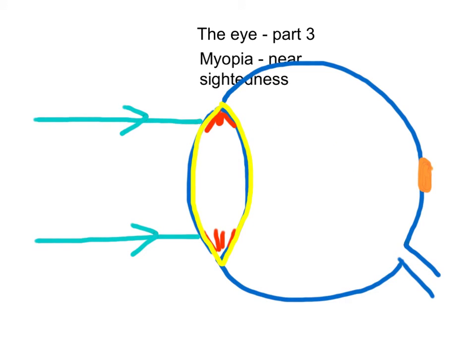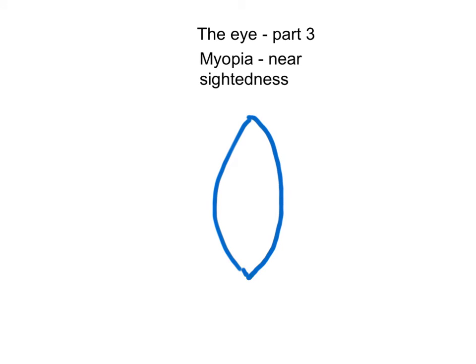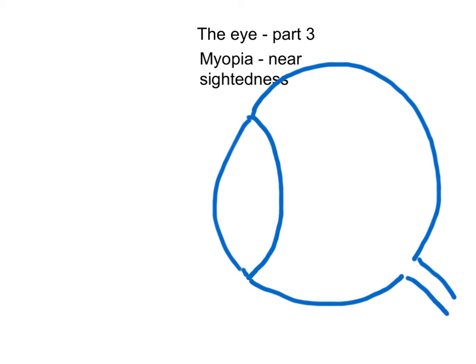Let me just take these out of here. Okay, I'm going to lose everything. That's all right. Remembering what I said about power, let me just draw the eye again. And remembering that a concave or divergent lens has a negative power compared to the lens that's in the eye, which is a convex lens, which has got a positive power.